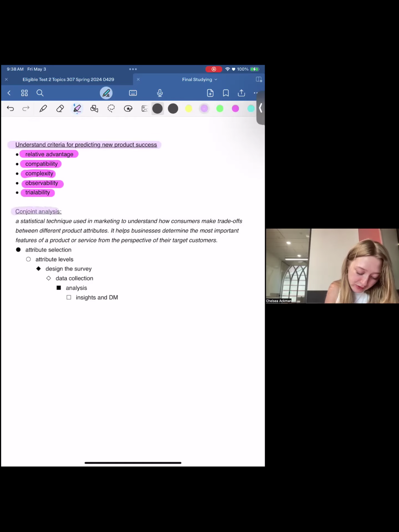And now we have conjoint analysis. First, I have a definition, and conjoint analysis is a statistical technique used in marketing to understand how consumers make trade-offs between different product attributes. It helps businesses determine the most important features of a product or service from the perspective of their target customers.